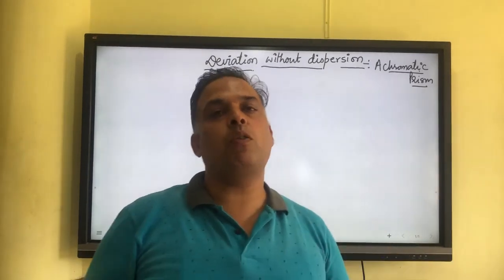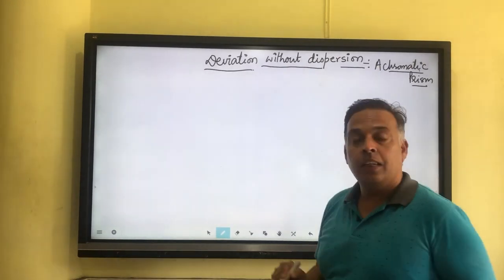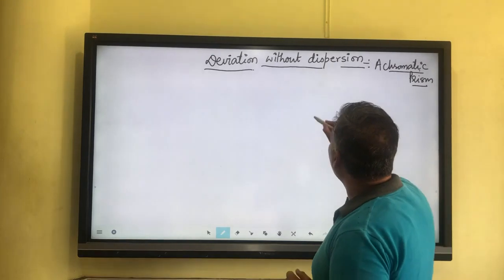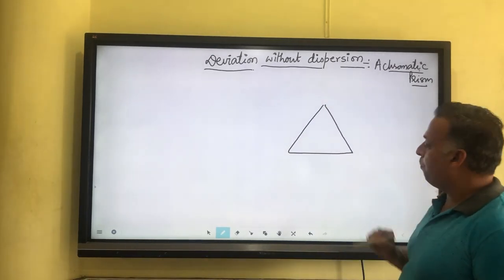Today I will talk about deviation without dispersion, or the achromatic prism. Here what we do, we take two types of prism.